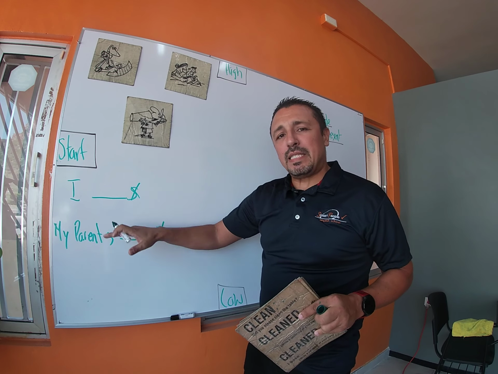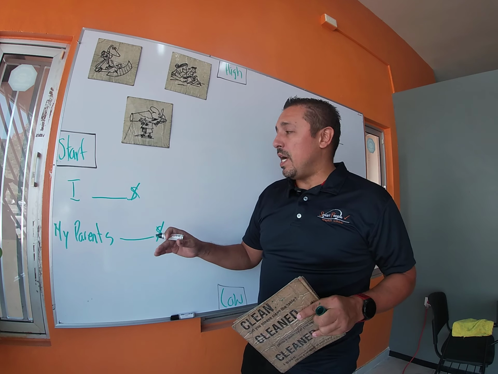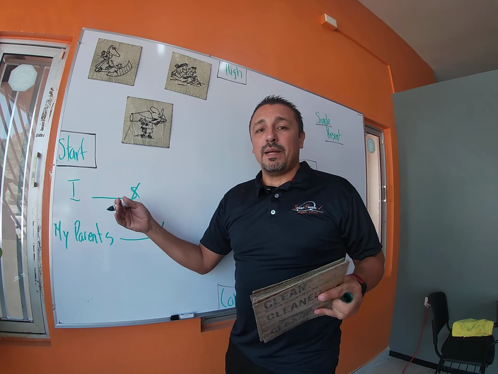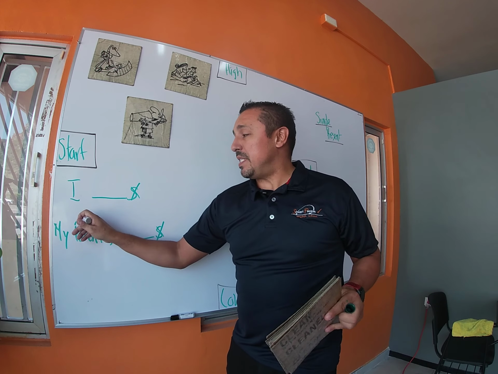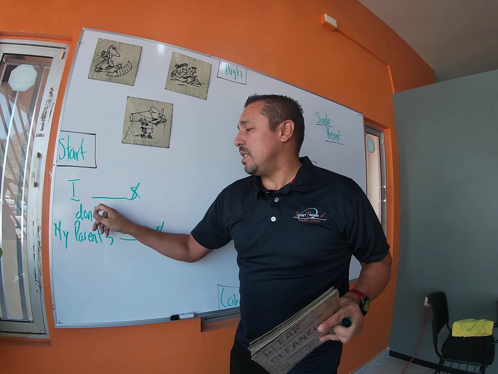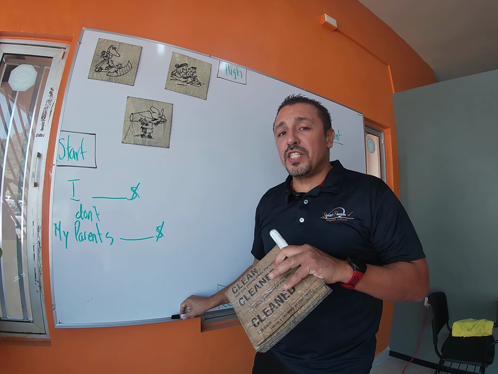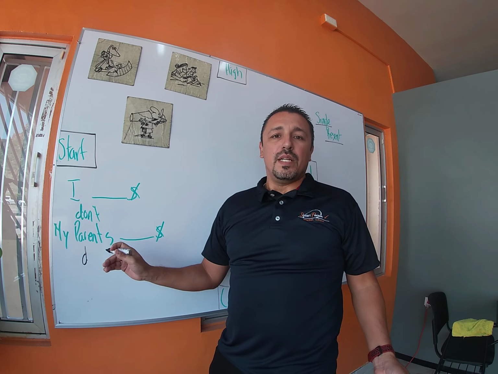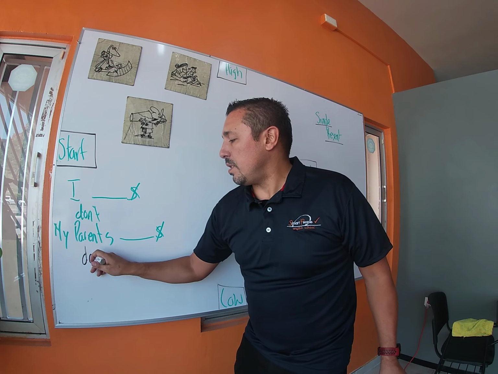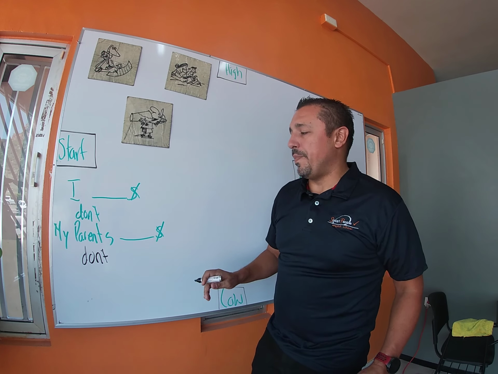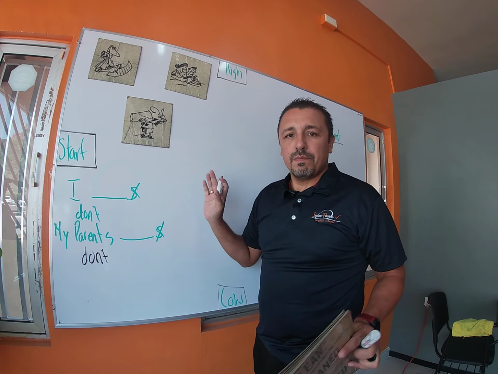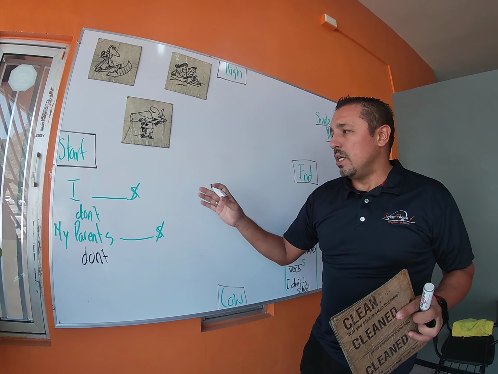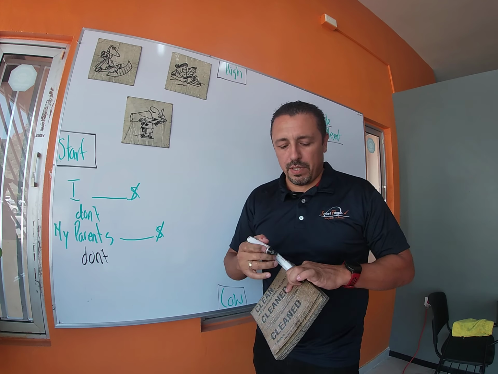Again, we have that space in between the two sentences where I can present, in this case, I and my parents. When it comes to negative, it will be don't. Remember, you can use different markers so you can highlight the negative. Don't. And here, we don't use S with I and plural.